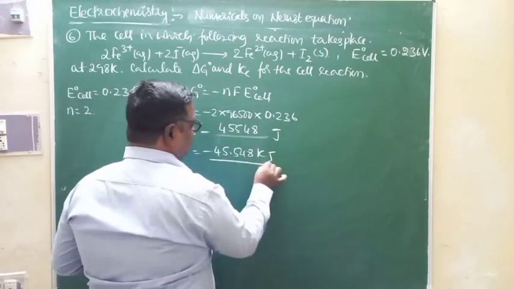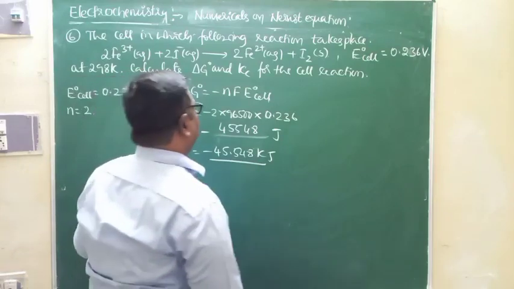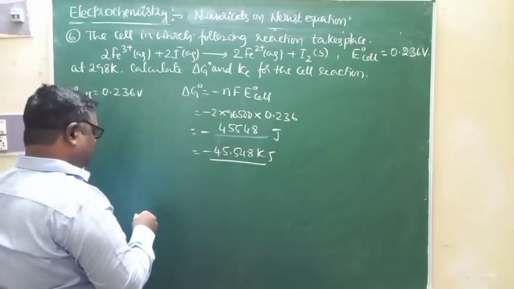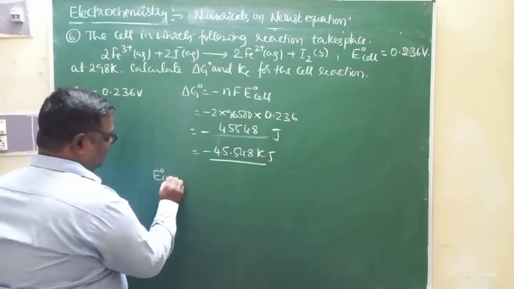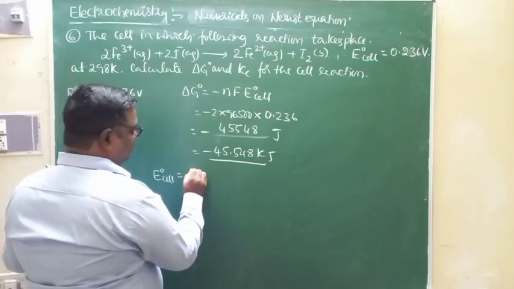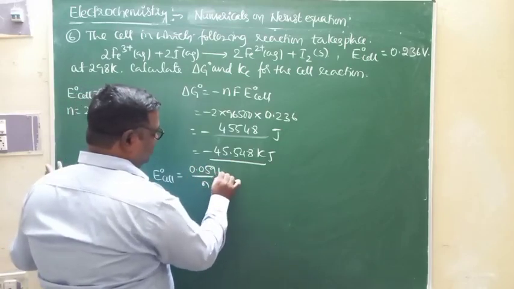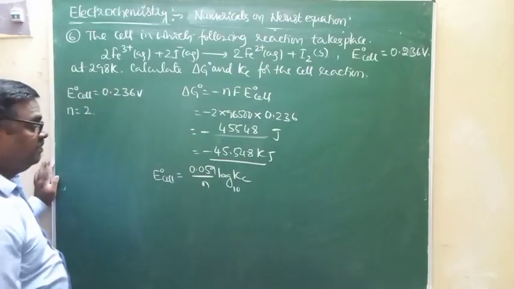So this is what we call delta G naught here. Now we'll go for the Kc. As far as Kc is concerned, you know the formula: E naught of cell is equal to 0.059 divided by n, log to the base 10 of Kc.